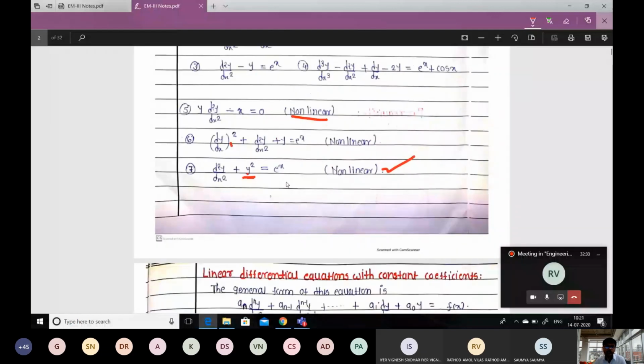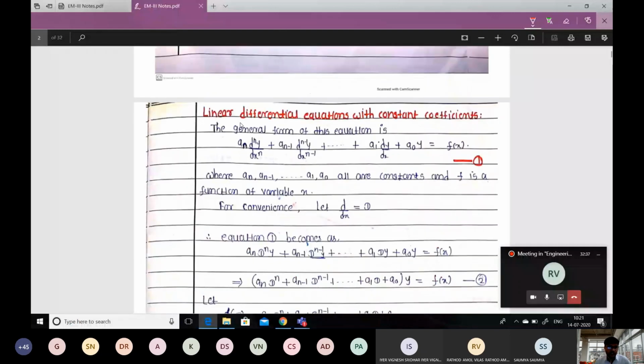Next very important point is linear differential equation with constant coefficients. What can you say about this? What about constant coefficients? We are just generalizing this linear differential equation. Here we can see an d to the power n y dx to the power n plus an minus 1 d to the power n minus 1 y dx to the power n minus 1, and so on up to a1 dy by dx plus a naught y is equal to f of x.